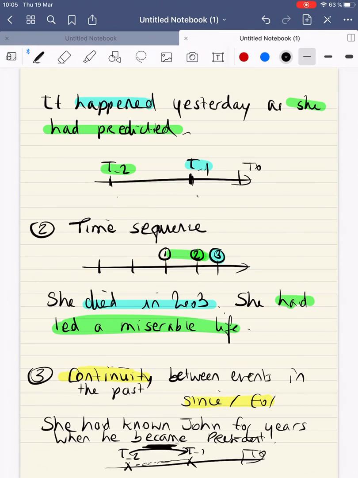You can't say she has known John for years when he became. What would be wrong in this sentence is you use the past, so the event is here. It's not a present perfect anymore, it's a past perfect. So he became president, and before, she had known him for years. I hope this is clear enough. If you have any questions, do not hesitate to ask me, by whichever means you feel like.